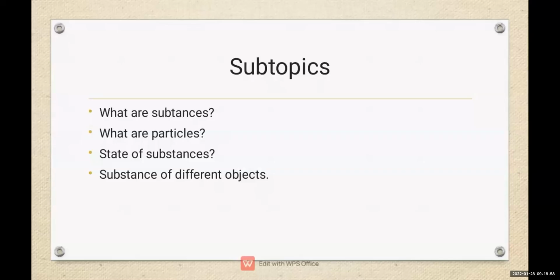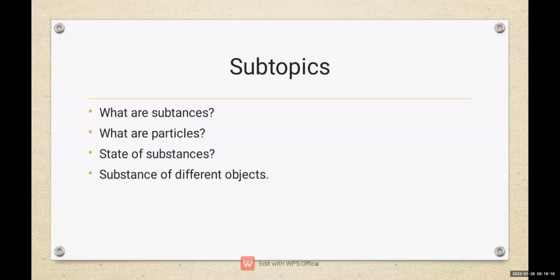Then the subtopics are what we are going to learn. What are substances? Okay. Then what are particles? States of substance. How many states are there? Substance of different objects. Can you tell me the states of substance? How many states are there of substance? Anybody knows how many states are there of water?